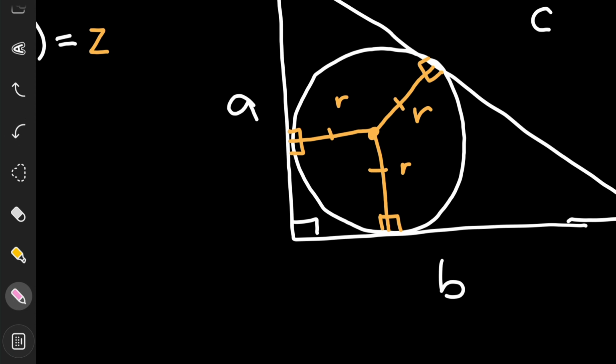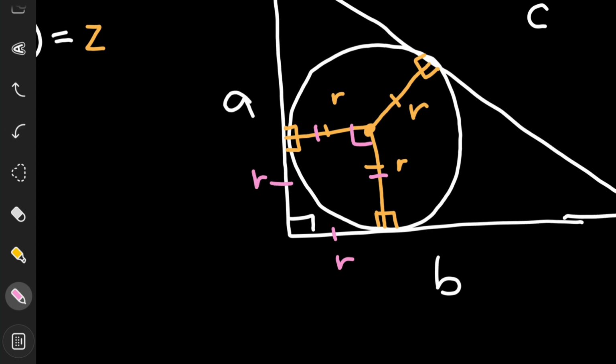Hence, by applying the angle sum property, the value of the fourth angle will also turn out to be 90 degrees. So now we can see that in this quadrilateral, all four angles are 90 degrees and adjacent sides are equal. Hence, this quadrilateral is a square of side length r. Why r? Because it is the side length of these adjacent sides that were equal.